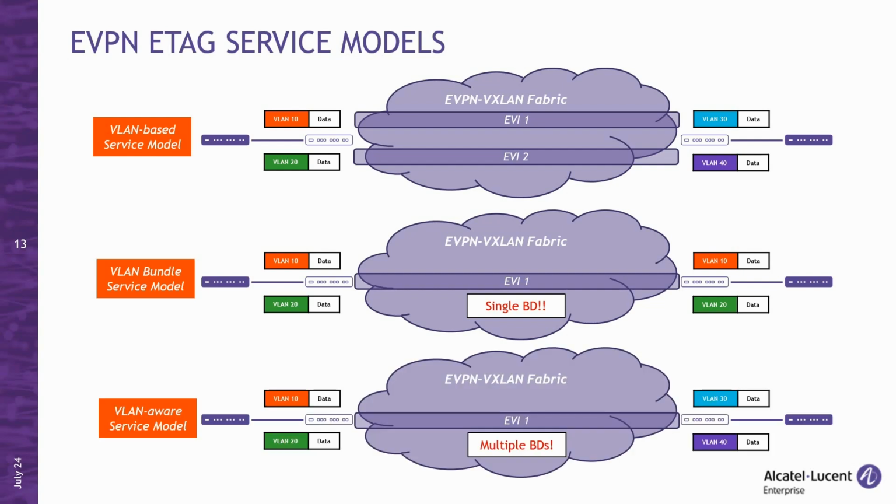The last model is the VLAN aware bundle service, where many-to-one mapping is performed. So you have multiple VLANs which will map to a single MAC VRF, but it has multiple switching tables. And this goes to separate VNIs and will go to the same dedicated EVI. So this allows for a separate broadcast domain per EVI. And VLAN translation can also be performed and MAC addresses can overlap. ALE's current implementation is based on the VLAN aware service model.